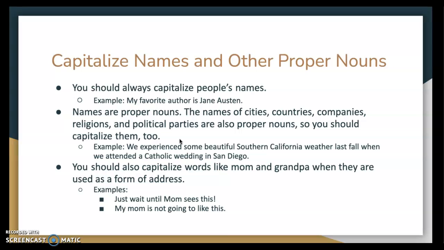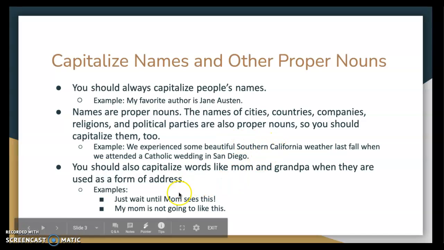Example: We experienced some beautiful Southern California weather last fall when we attended a Catholic wedding in San Diego. Catholic is a religion, capitalize that C. San Diego is a city, capitalize the S and D. And Southern California is a region in a state, so we capitalize all of that.